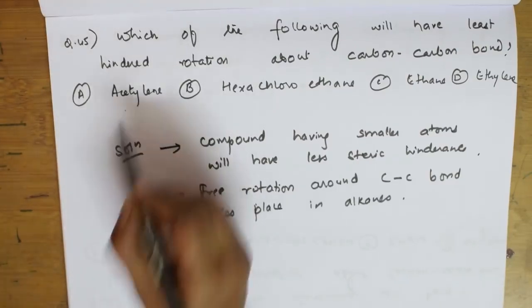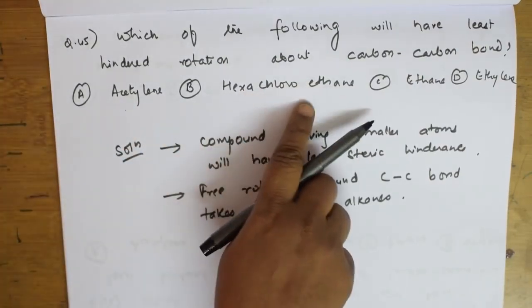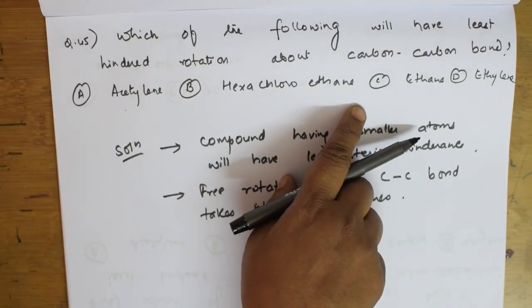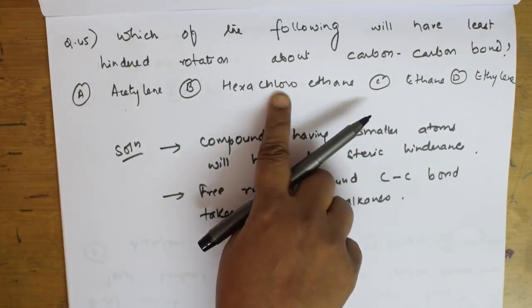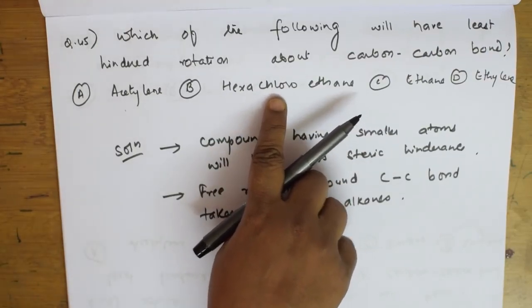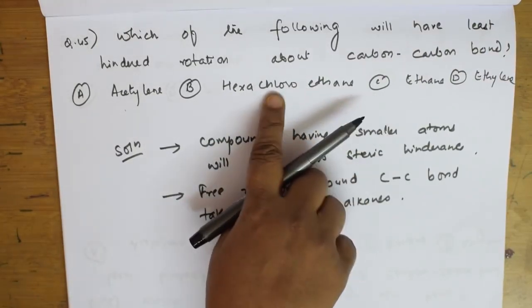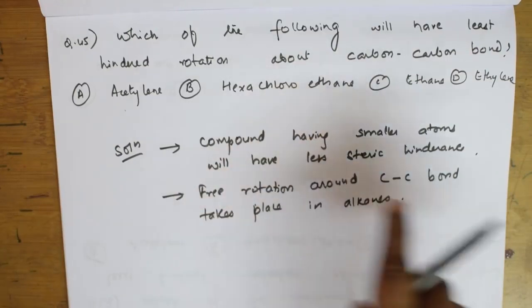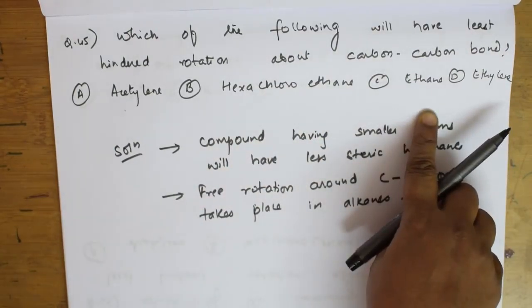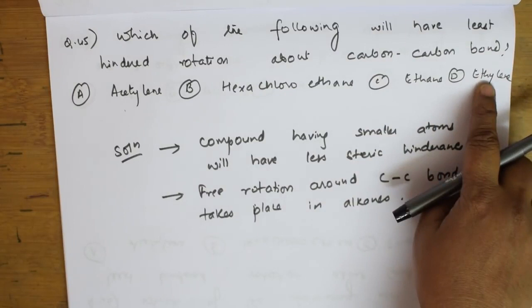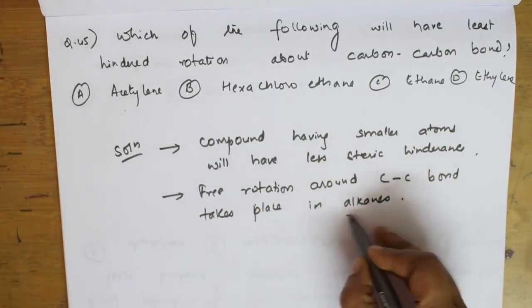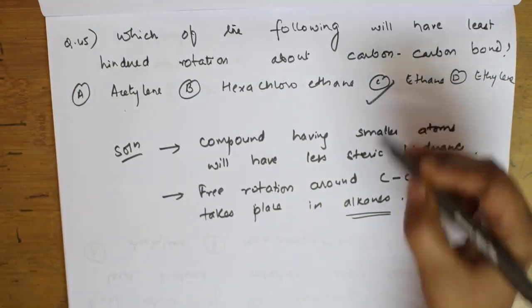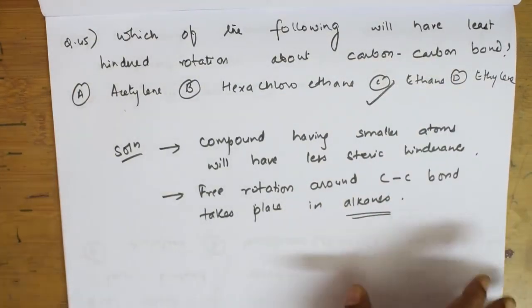Acetylene, this is alkyne. Hexachloroethane. Hexachloroethane has a bulkier group, chlorine, which hinders rotation here. Though it is an alkane, the chlorine group hinders rotation. Next comes ethane, an alkane. Ethylene, alkene. I told you free rotation around carbon-carbon bond takes place only in alkenes. So the correct option is ethane, isn't it? Right. Let us come back and see the next question, students.